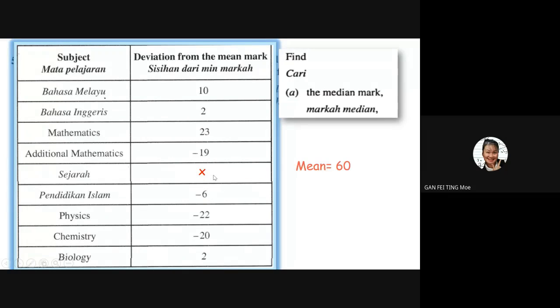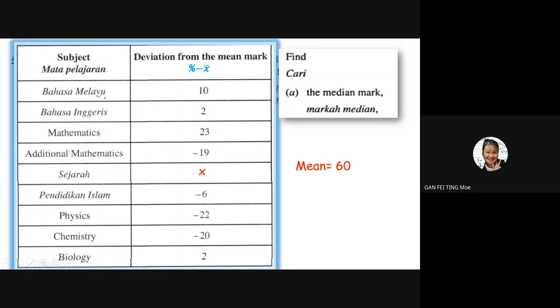Okay, so now min diberi sebagai 60. This is my key point to my solution. So daripada yang ini, min, so I know that semua, this is the sisihan. Deviation from min mark is the peratus minus min. Okay, from here, min is given as this. I do not know the marks for one example to make you see this one. So pay attention to this.